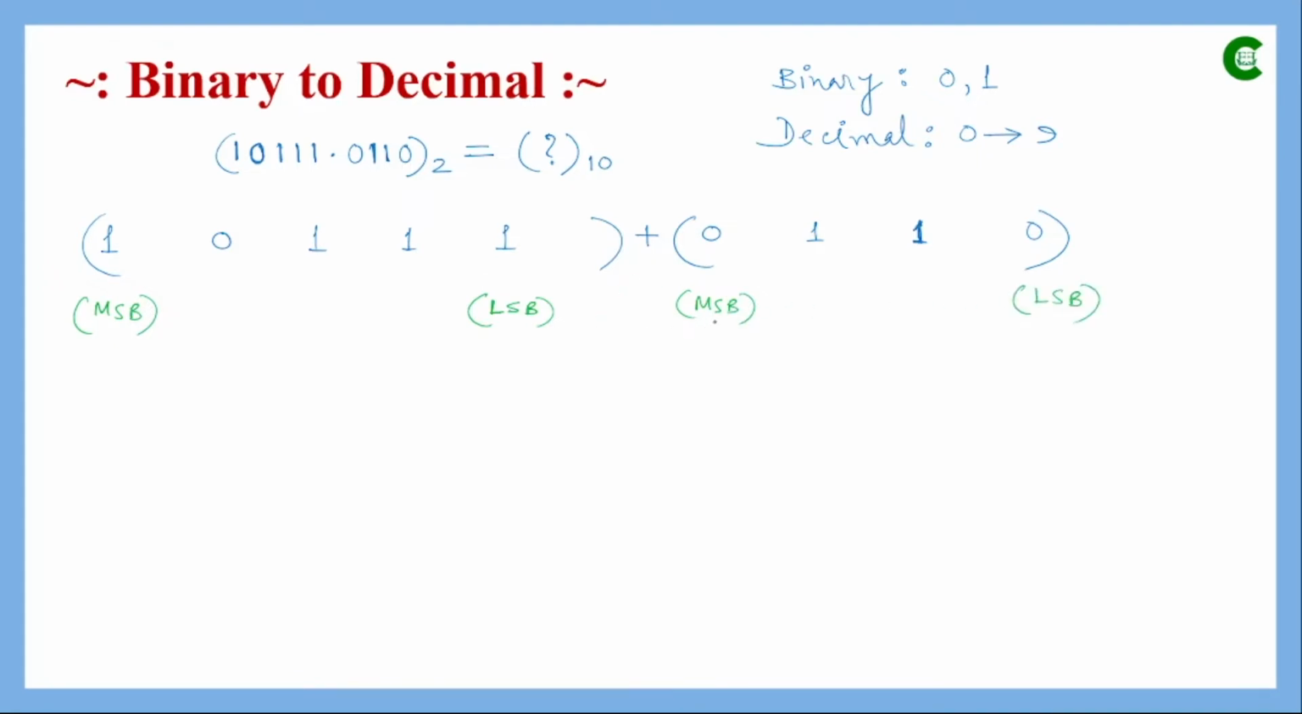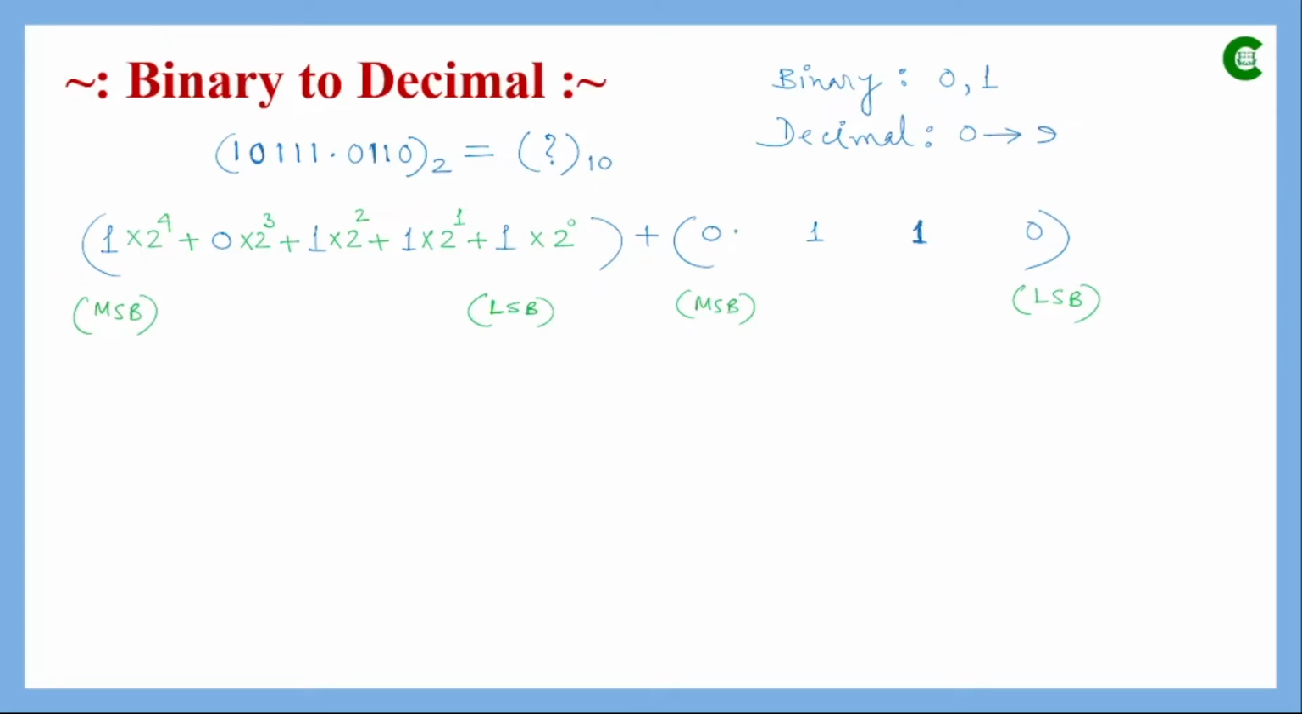Now we will multiply 2 to the power 0 with the least significant bit. Why 2? Because in case of binary number system the base is 2, and here the power will start from 0. Now with the next digit we will multiply 2 to the power 1, then with this digit 2 to the power 2 or 2 square, then with this 2 cube. Similarly with this it will be 2 to the power 4, and then we will add all these terms. This representation we have already studied in school level mathematics when we studied playing with numbers.